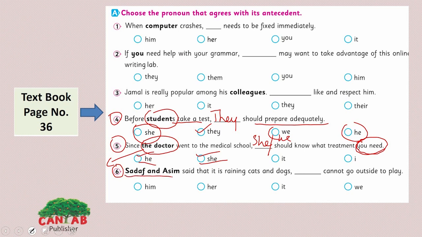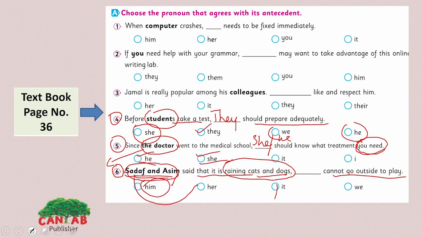Sadaf and Asim said that it is raining cats and dogs, so they cannot go outside to play. Here Sadaf and Asim are saying that it is raining very heavily outside. Raining cats and dogs means very heavy, pouring rain, so they cannot go outside to play. "It"? No, we have two persons here, more than one. "Him cannot go"? No, him can only refer to Asim, her can only refer to Sadaf. And it refers to a non-living thing. So "they" is the right option here.